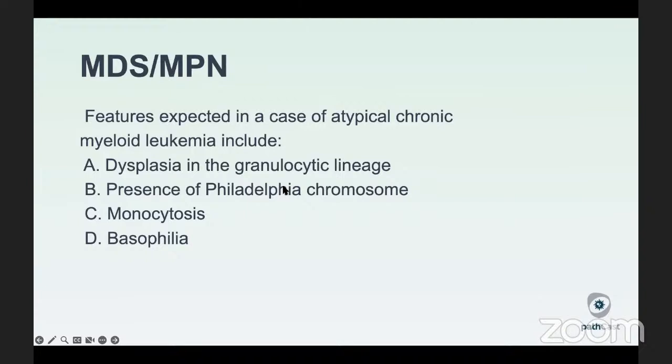Philadelphia chromosome, by definition, should be negative because atypical CML should lack BCR-ABL. If it does have it, we call it typical CML. Monocytosis, we usually see it in chronic myelomonocytic leukemia. Basophilia, we see it usually in chronic myeloid leukemia.